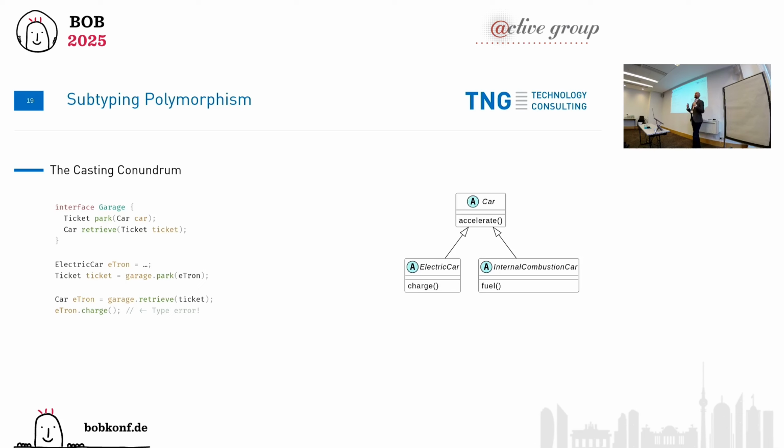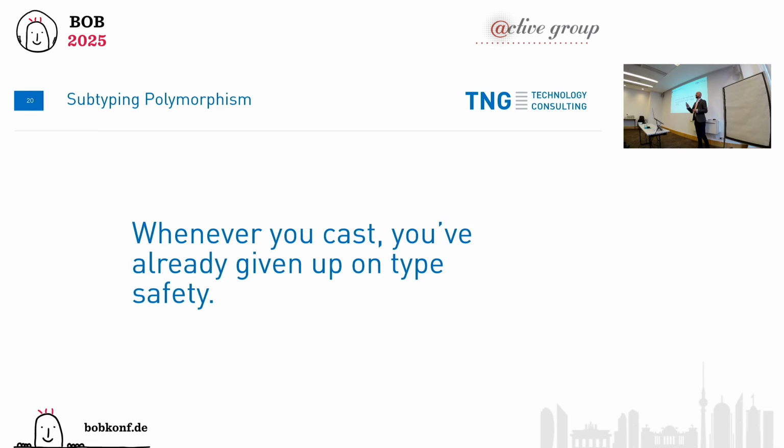Of course, we know what type of car that was. So we can apply that knowledge and restore the type information using a cast. And that is something you can't really avoid in the context of subtyping. However, as soon as you cast, you've already given up on type safety. Casting or type coercion means telling the type checker, trust me, you can't figure this out, but I can. I know better than you.